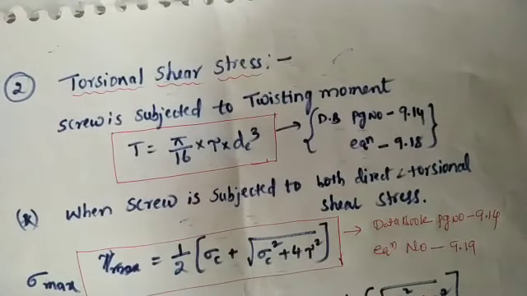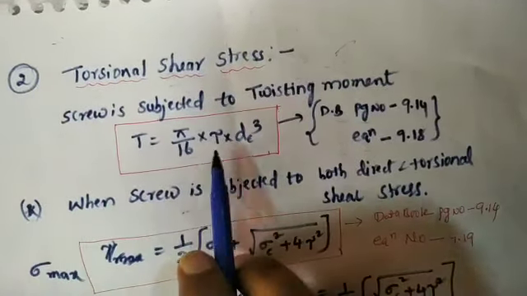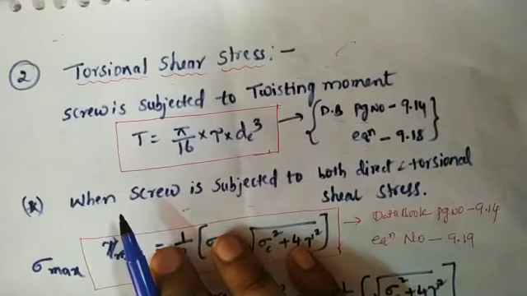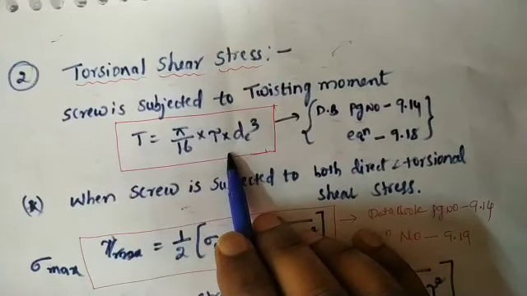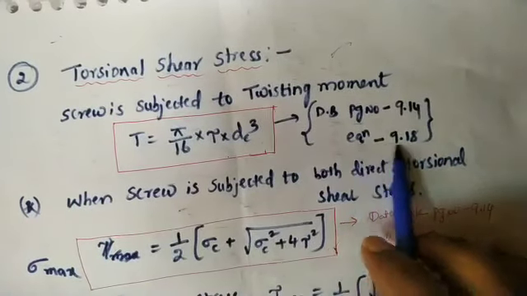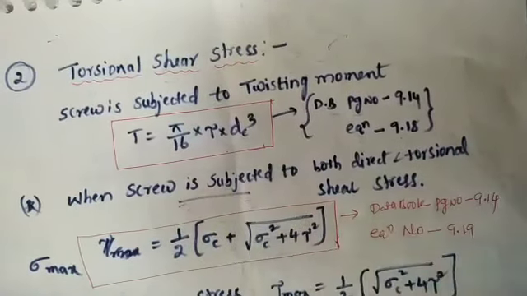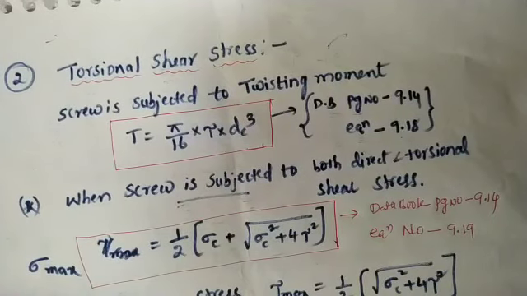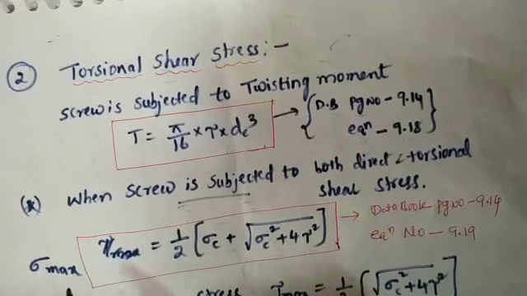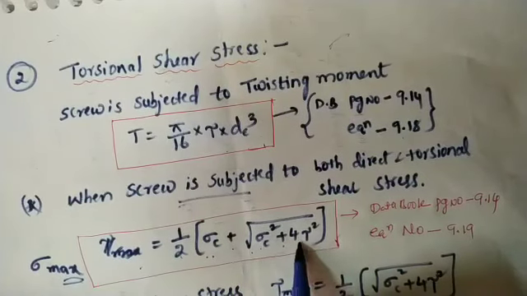How can you find the shear stress? We know the torque formula, T equal to pi by 16 into tau into DC cube, since the screw is subjected to twisting moment. This formula is also given in the data book, page number 9.14, Jalaluddin, equation number 9.18. When the screw is subjected to both direct and torsional shear stress, then maximum stress equals 1 by 2 into sigma C plus under root of sigma C square plus 4 tau square.